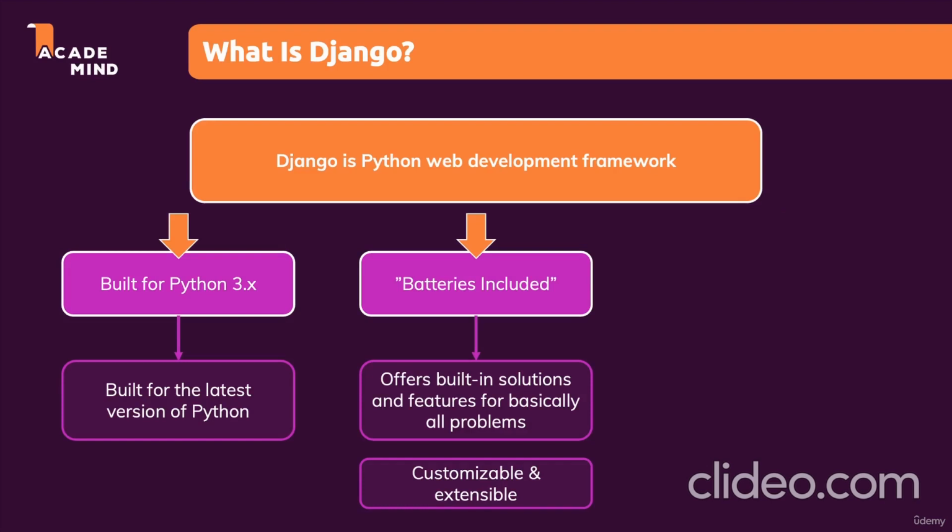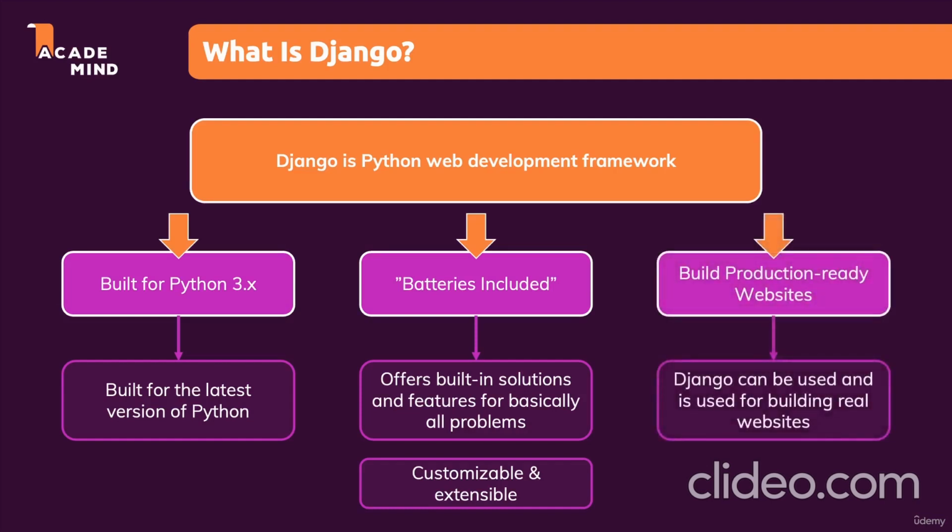It's also worth mentioning that Django is not a small library or framework for building demo and dummy applications, though you can of course do that as well with it, but it really is production ready. You can build production ready websites with Django, and it is being used for production websites out there. So Django is really a tool, a framework, which you can use to build real websites, which you then deploy and potentially serve to hundreds of thousands or millions of users.